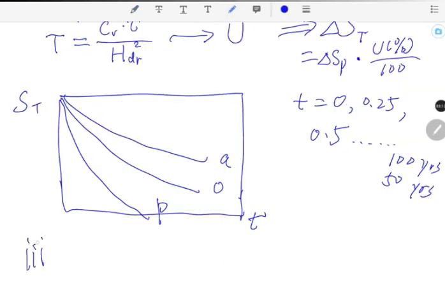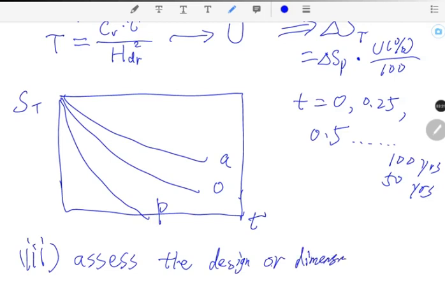Then the design or dimensions of the footing.